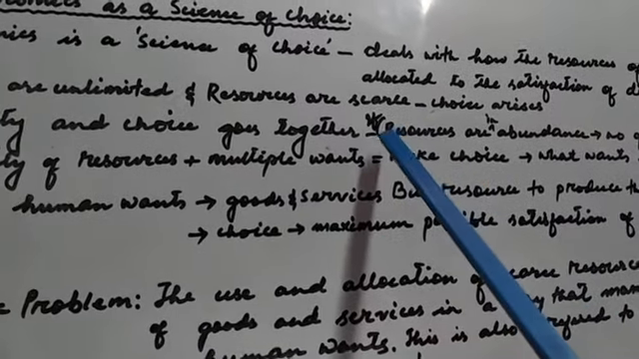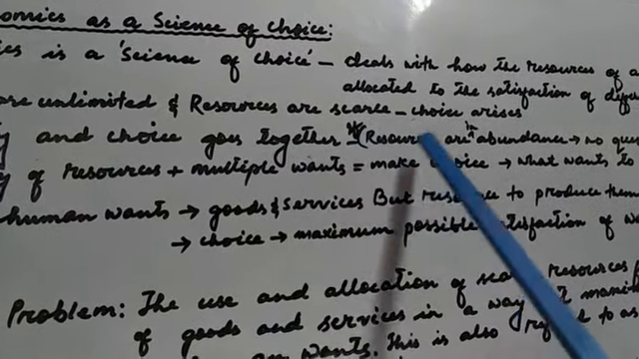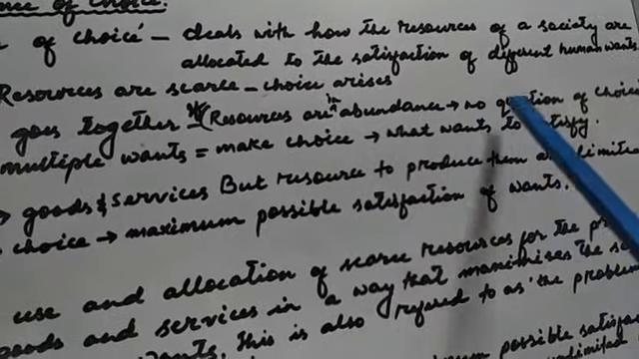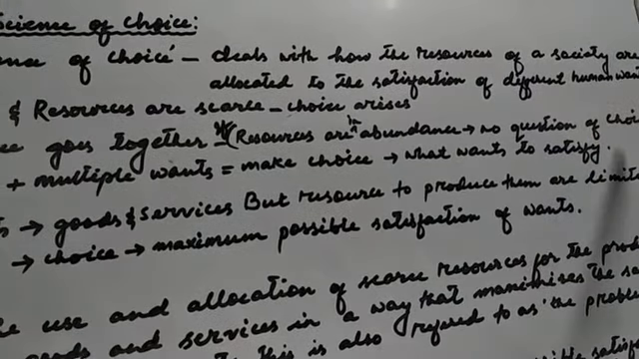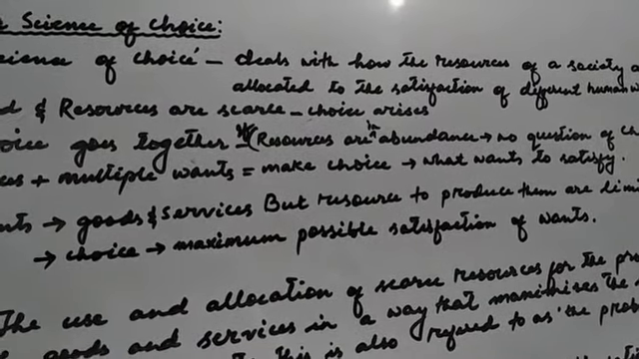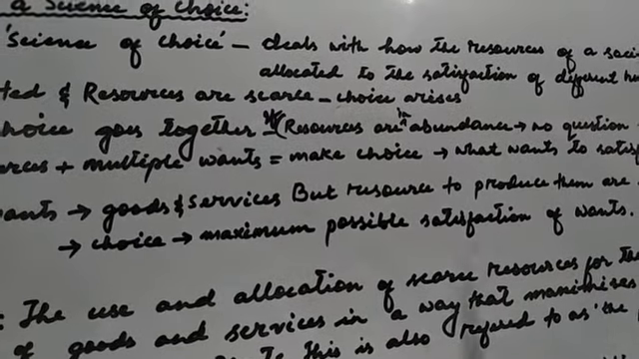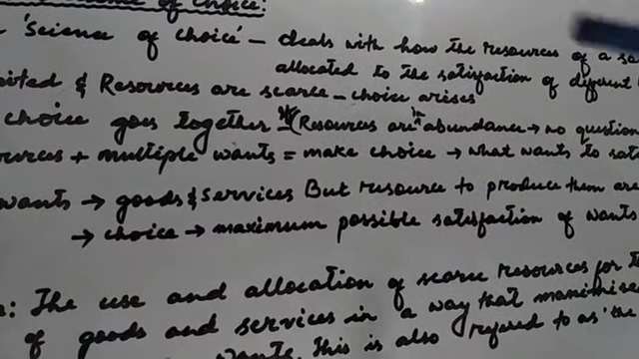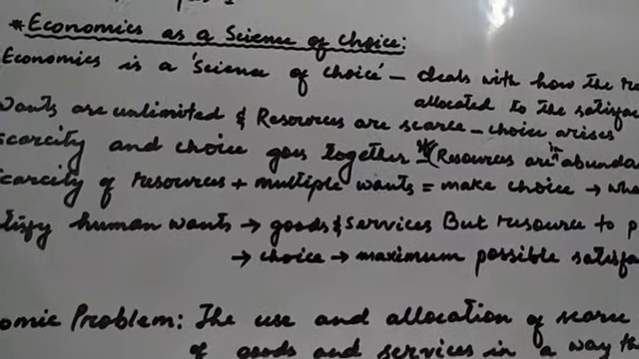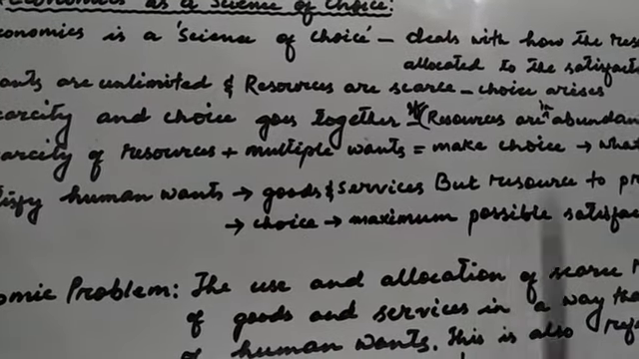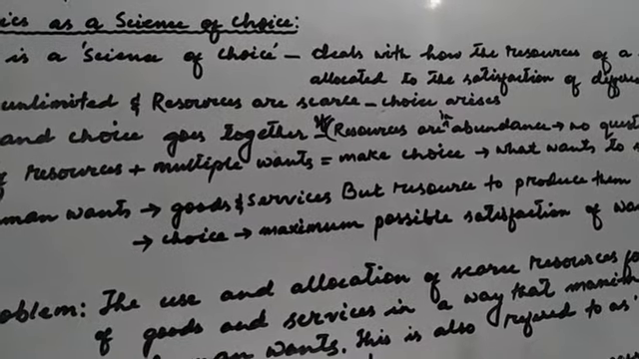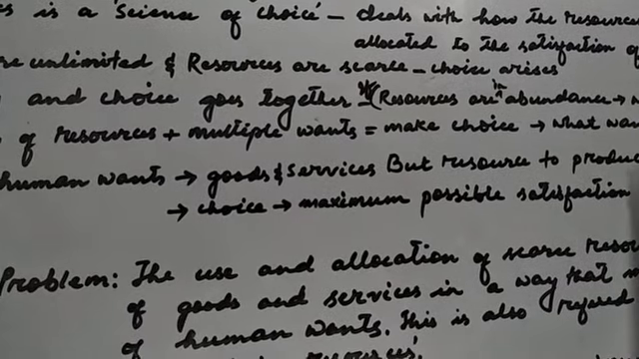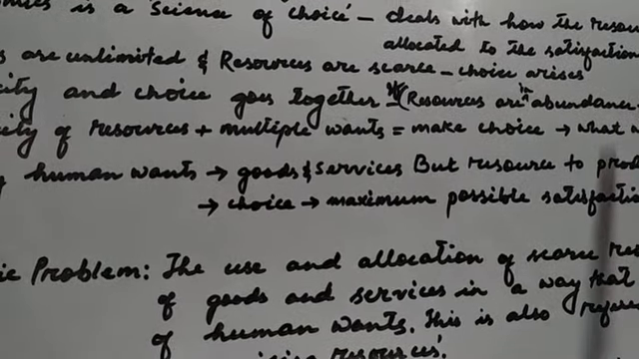Let's take a situation where resources are found in abundance. Then there will be no question of choice, because we make choices just because resources are limited in supply, and we have to choose which wants to satisfy, or to which area the resources should be allocated, so that maximum satisfaction of human wants is achieved.